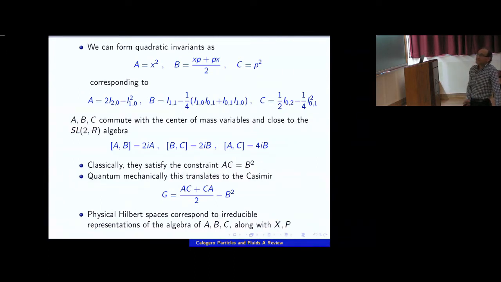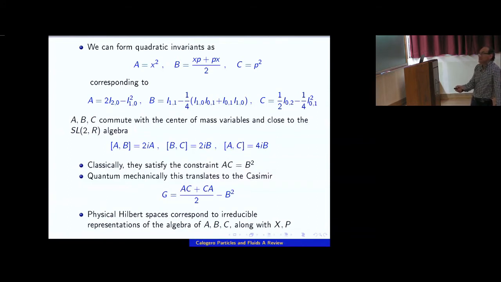And this is the SL(2,R) algebra. Classically, these three variables obey this constraint. You see it from here immediately, if this is just XP. Quantum mechanically, it means that there is a Casimir that would be the classical value of this variable, and this is the usual SL(2,R) Casimir, similar to the SU(2) Casimir. It's just that now this Casimir does not need to be 0.